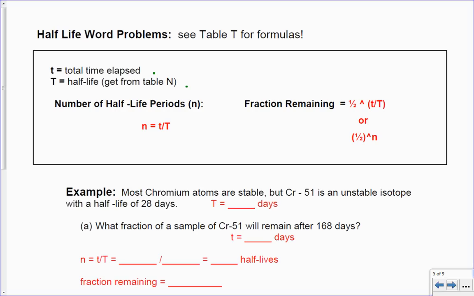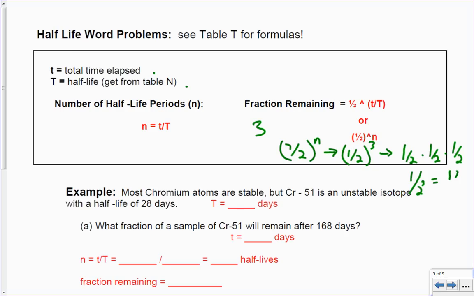Well, 1/2 raised to the n is a little bit easier, so let me just do this real quick so you guys don't flip out. Ready? If I go through three half-lives, that's 1/2 raised to the n, which becomes 1/2 to the third, which is really just 1/2 times 1/2 times 1/2, which becomes 1 over 2 times 2 times 2. 2 times 2 is 4, times 2 is 8. 1/8.